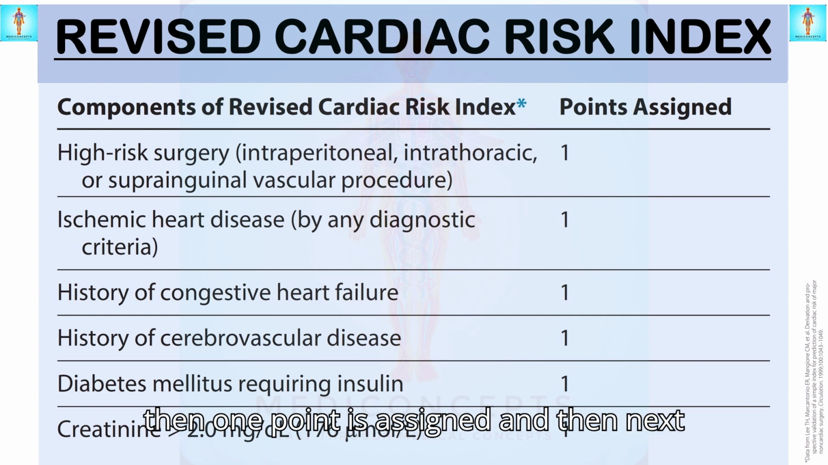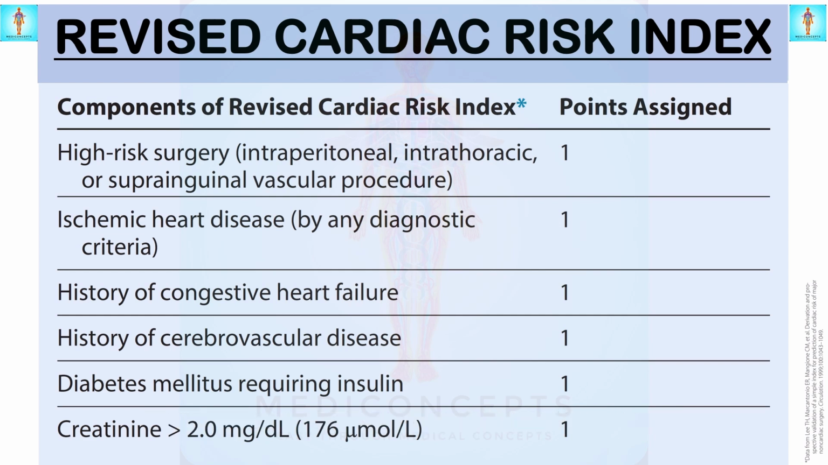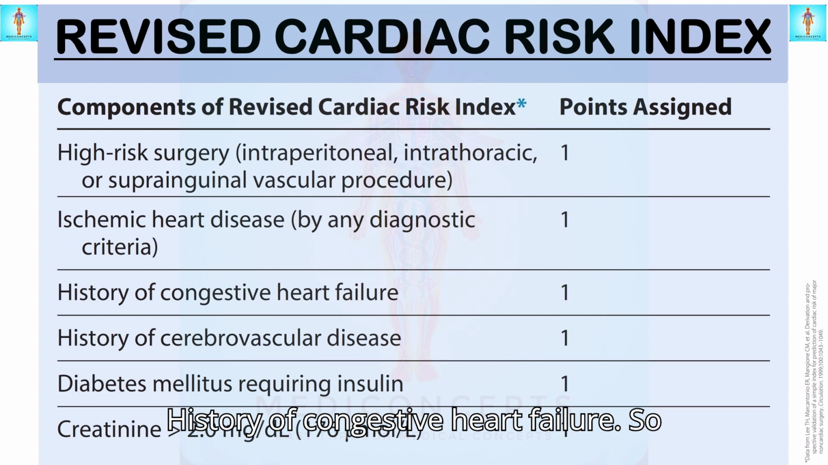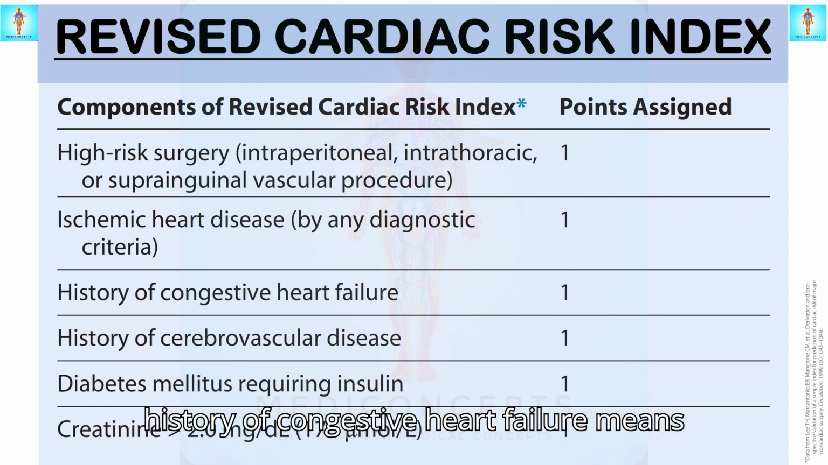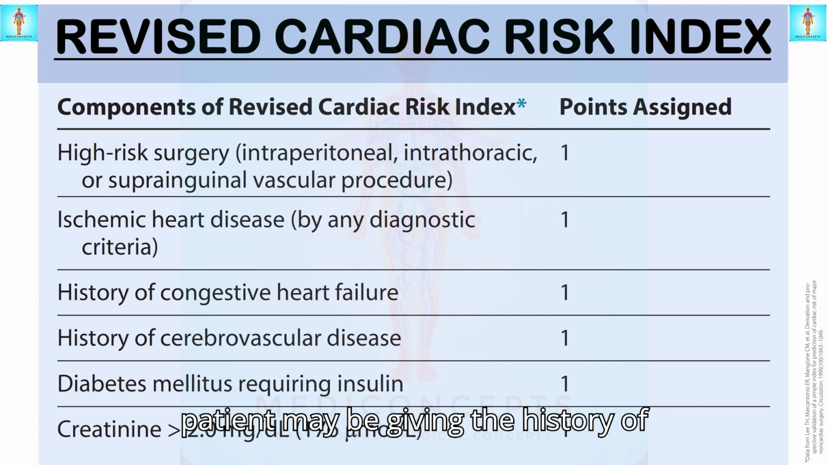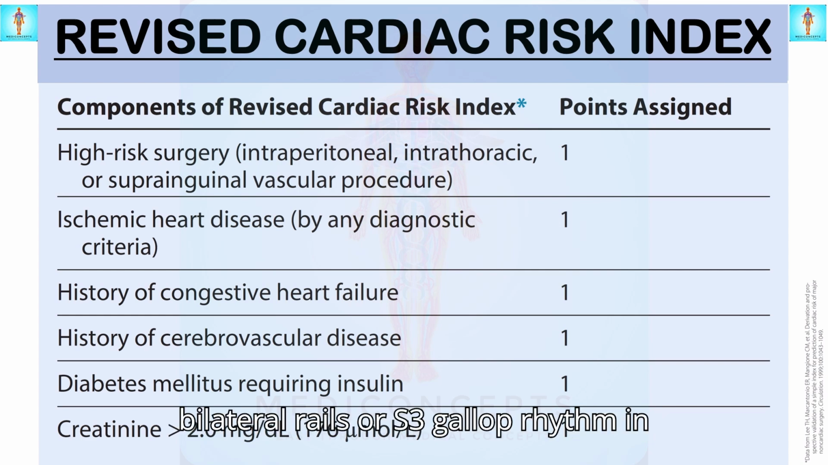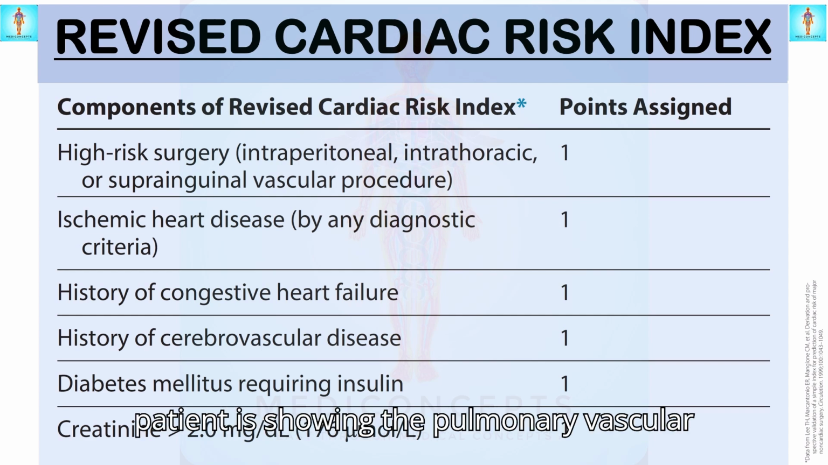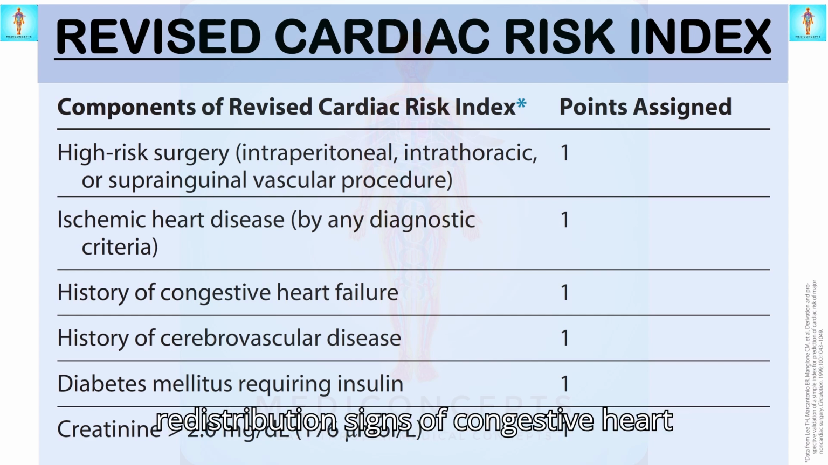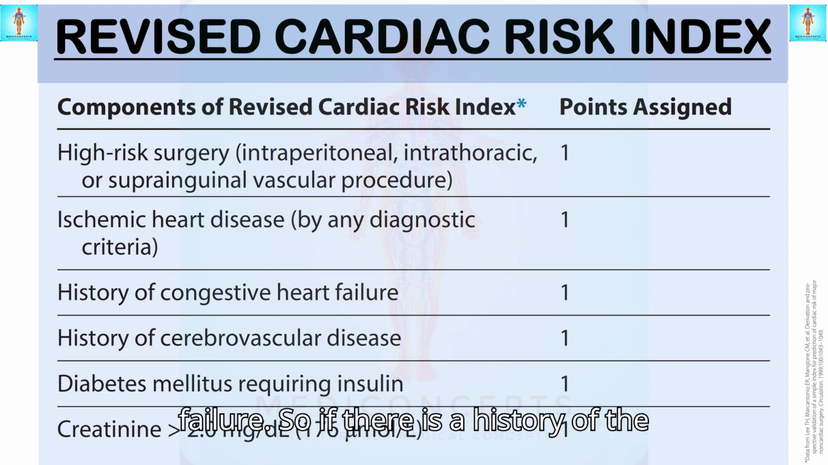And then the next component, the third component, is the history of congestive heart failure. So history of congestive heart failure means the patient may be giving a history of congestive heart failure, pulmonary edema, paroxysmal nocturnal dyspnea, bilateral rales or S3 gallop rhythm in the patient, and or chest X-ray of the patient is showing pulmonary vascular redistribution, signs of congestive heart failure. So if there is a history of congestive heart failure, then 1 point is again given.